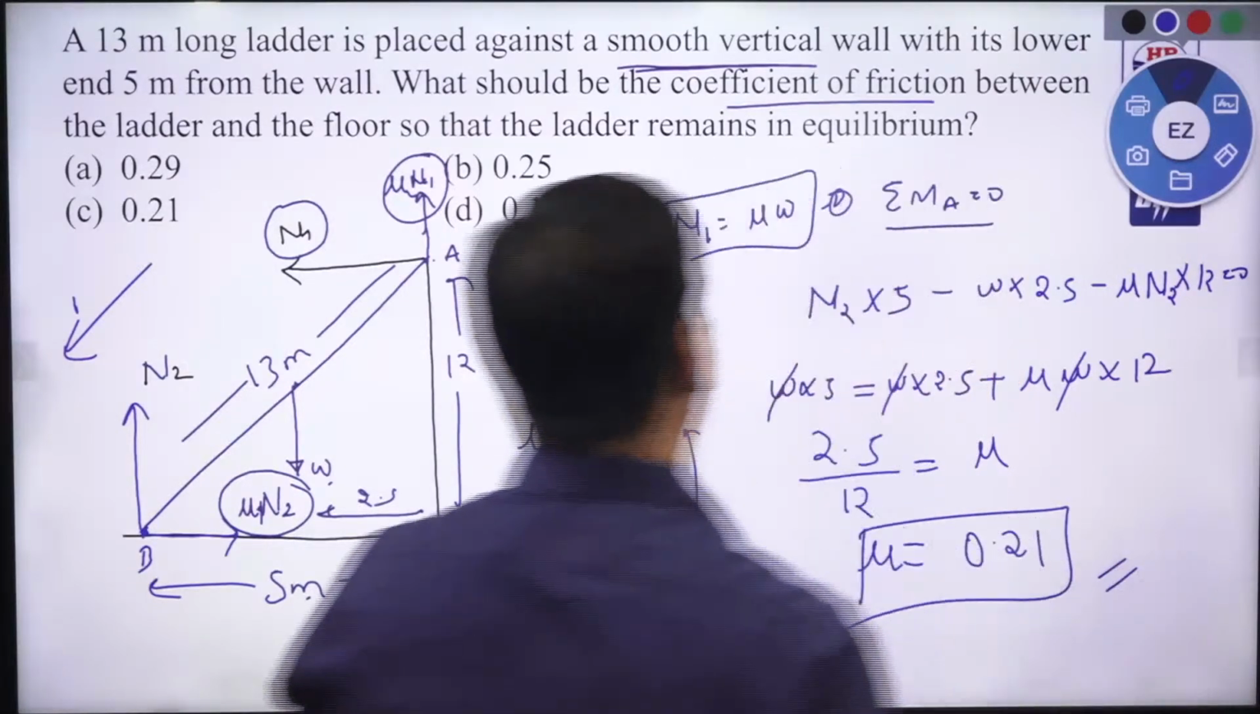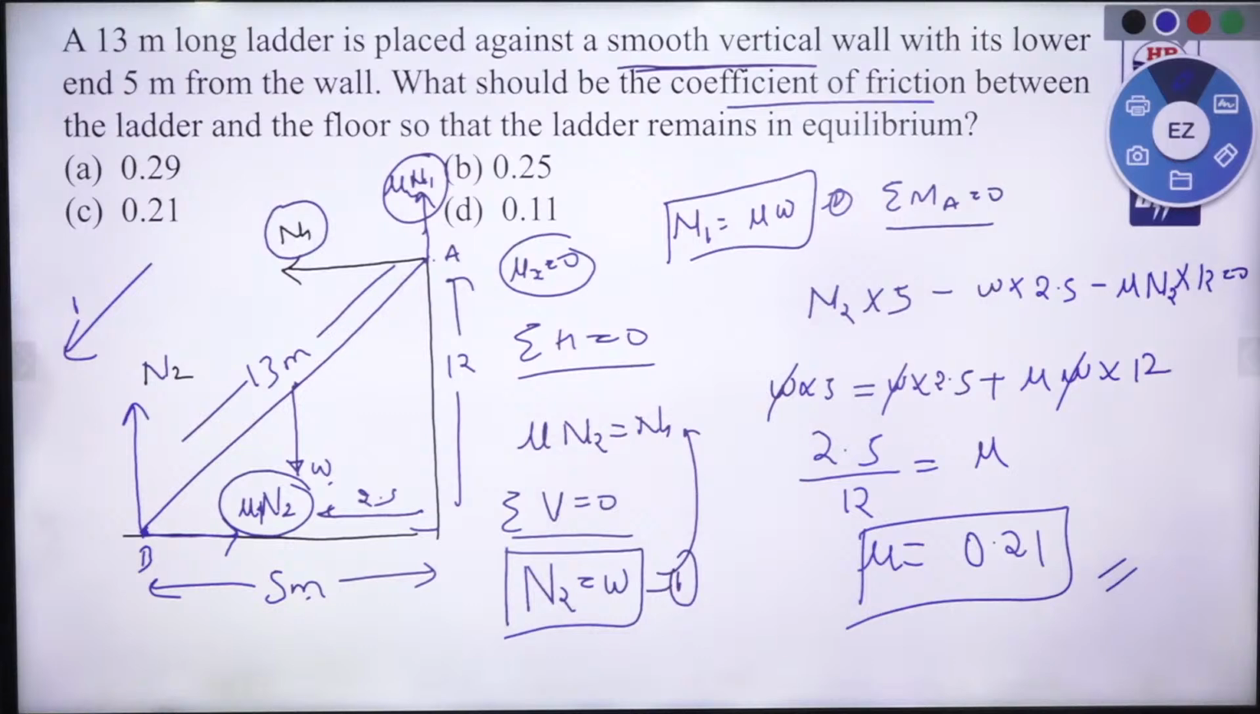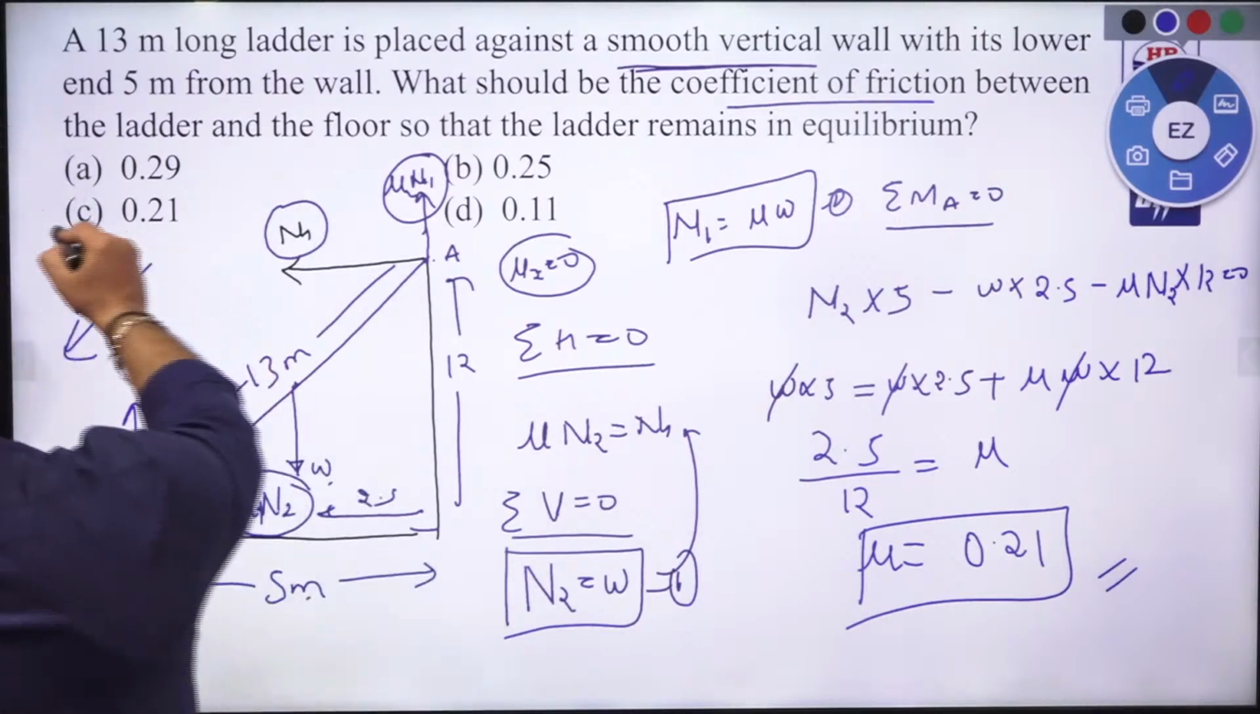This is the answer. Okay. So the mu value comes to be 0.21. So option C is correct.